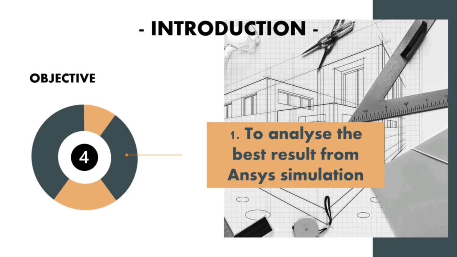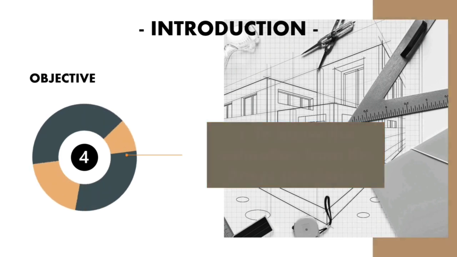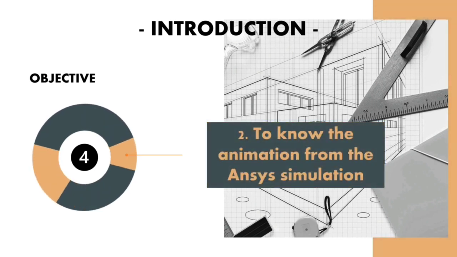There are 4 objectives that we will describe. First, to analyze the best result from the ANSYS simulation, with which we will be able to find out if there is an error in a design. Second, to know the animation from the ANSYS simulation. This ANSYS simulation is run using software that allows us to see all the movement that occurs when the measurement value has been set.